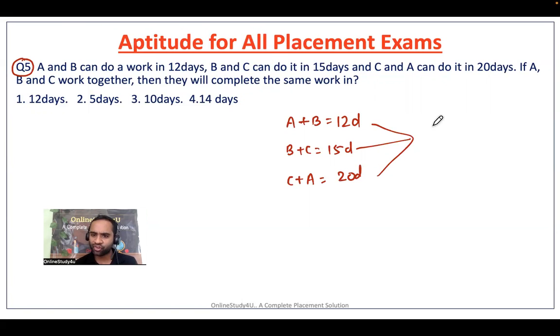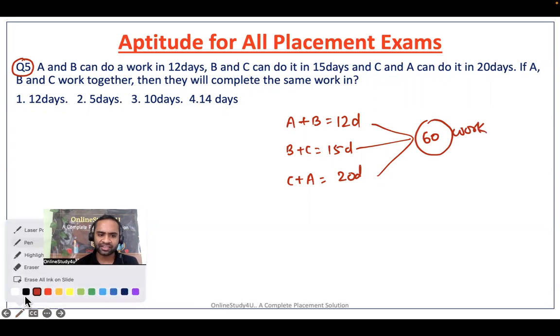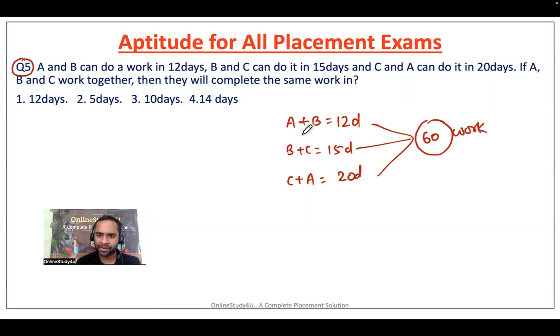Now, assume a number which is divisible by all three. I could see 60 here, and that becomes our work. Now, this question is a little tricky, because here A plus B can do the work in 12 days, B plus C in 15 days and C plus A in 20 days. Now 12 5s are 60, 15 4s are 60 and 20 3s are 60. This became our efficiency.